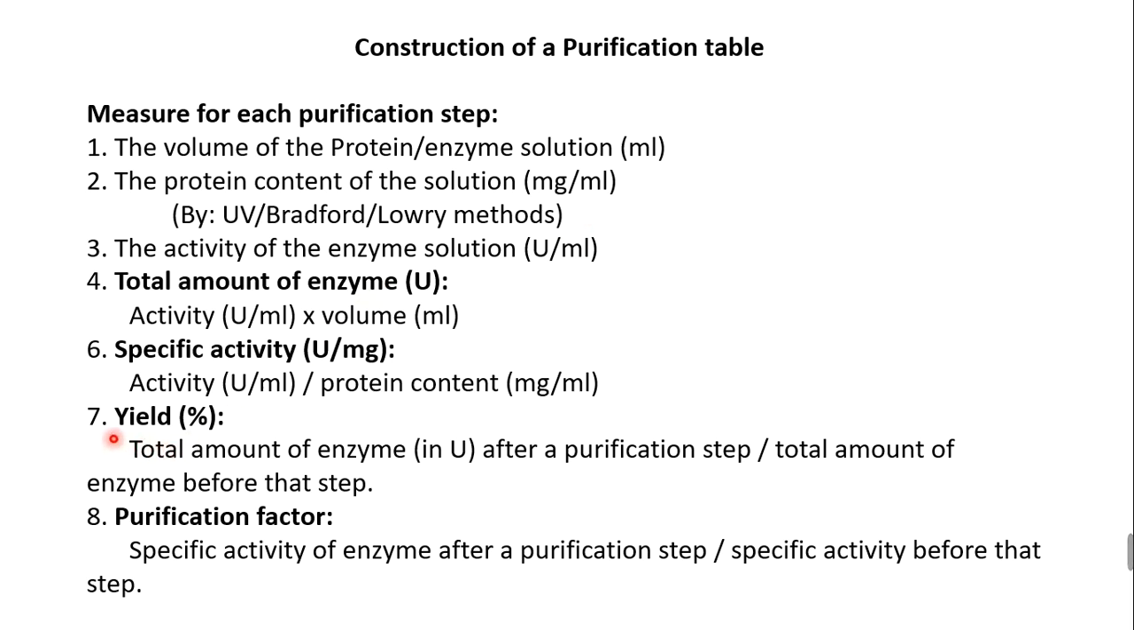And the next one is the yield. How much yield is there? For each and every step, what is the yield percentage? That means how much percentage you recovered at each step. The last one is the purification factor. How many fold purification did you achieve? 40%, 30%, and what is the number of folds? How many fold did you purify? That is a very important one.